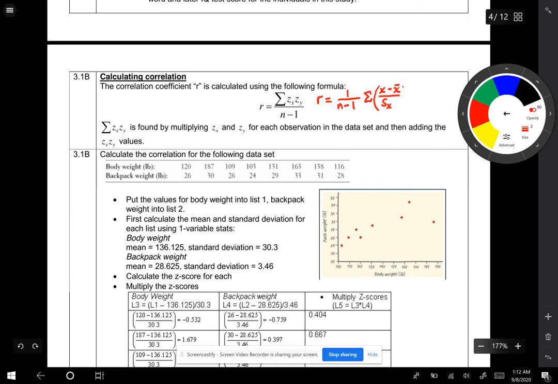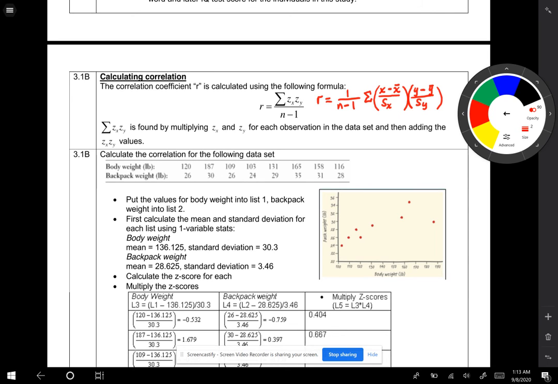That is the z-score. So z-score of your x's times the z-score of your response variable. So y minus y bar over the standard deviation of y, and that multiplied together and then divided by n minus 1 will give you the correlation. So you multiply the z-scores for each observation in the data set, and then you add them all together, and then you divide by n minus 1.